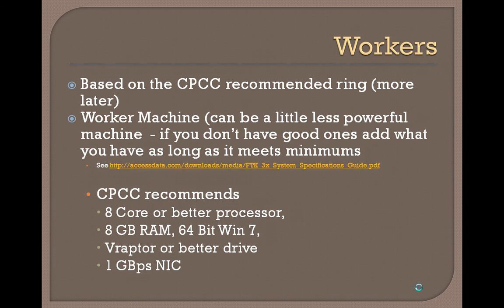For the worker machines, you don't need quite as much power. Any reasonable level machine will do, but we still recommend an 8-core processor. And even you say that's not a reasonable machine. It is when you're comparing it to the header and the Oracle server. So an 8-core or better machine, 8 gig of RAM, 64-bit Windows 7, a Velociraptor or better drive, but you don't need solid states necessarily on the worker machines. A gigabit per second NIC, however, is important.